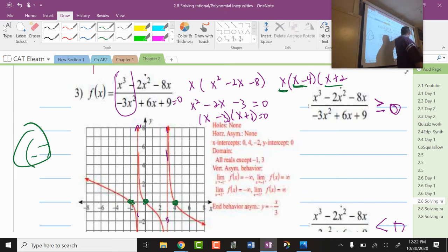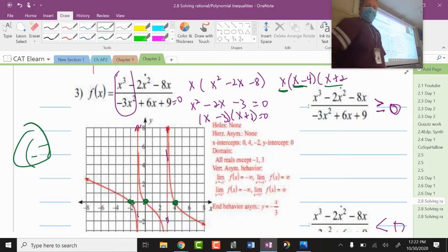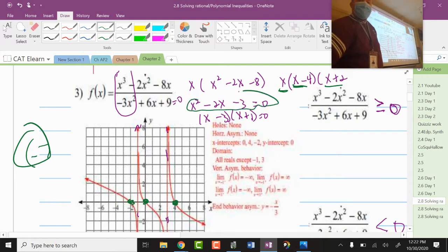Then people forget about what this x creates. Well, x equals 0. So (0, 0) is another one. We can't forget that one right there. Then the next thing, zeros of the denominator. I divided out a -3, if you follow my sloppy work, and then factored.